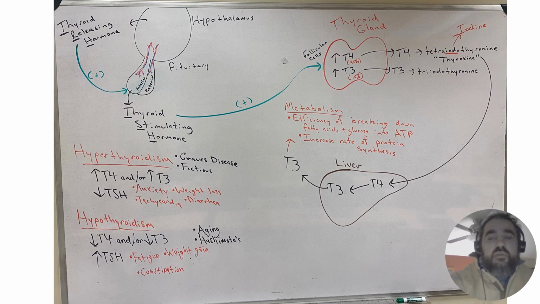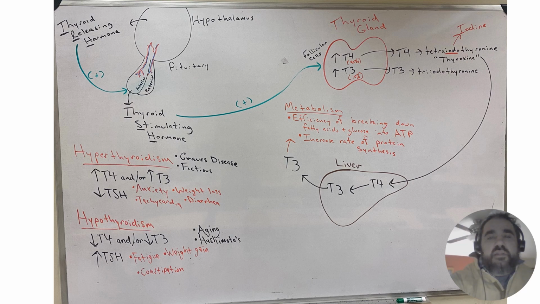But T3 is the active hormone. So where does all this T4 go? T4 has to go to the liver to become activated, and T4 is converted to T3 via those enzymes, and it spits out all this T3. So you do have to have a functioning liver to convert T4 to T3. So what does T3 do? Well, metabolism. What is metabolism?